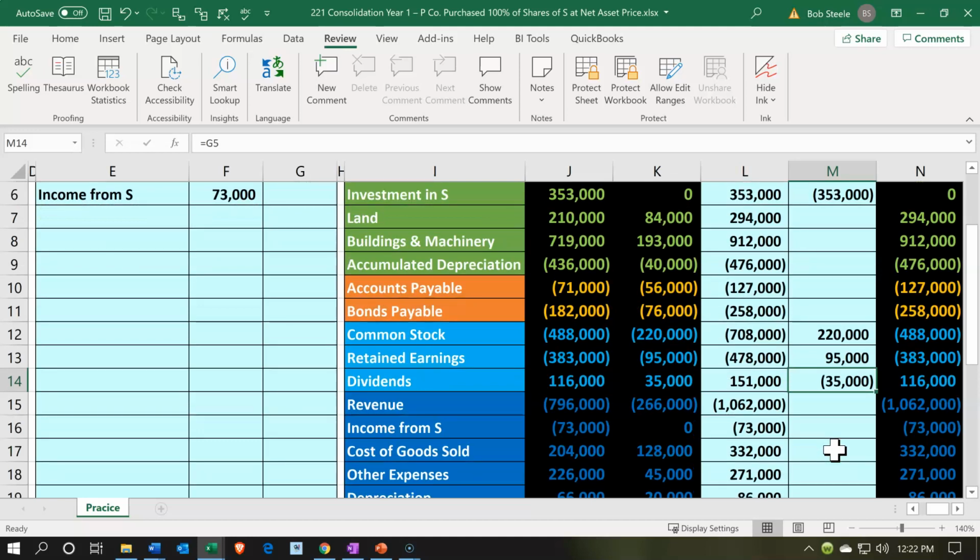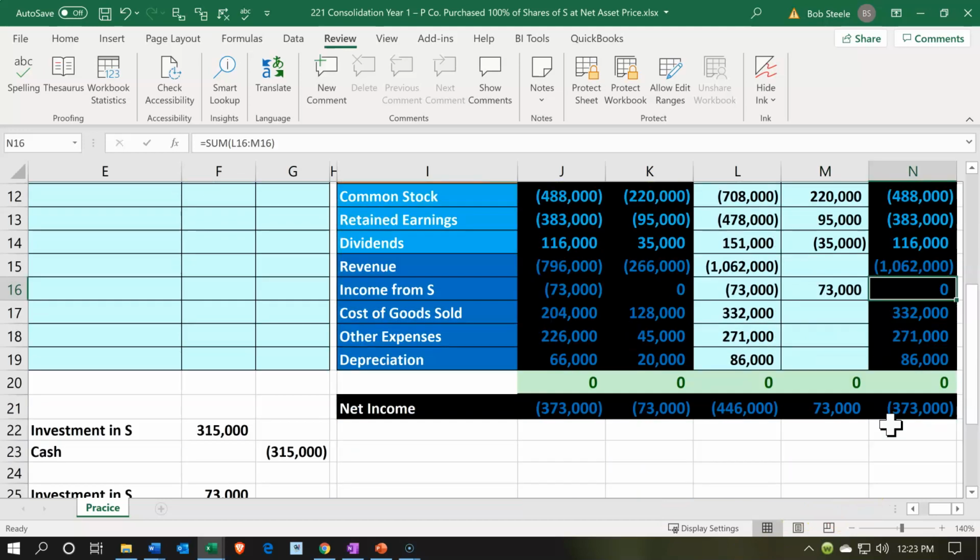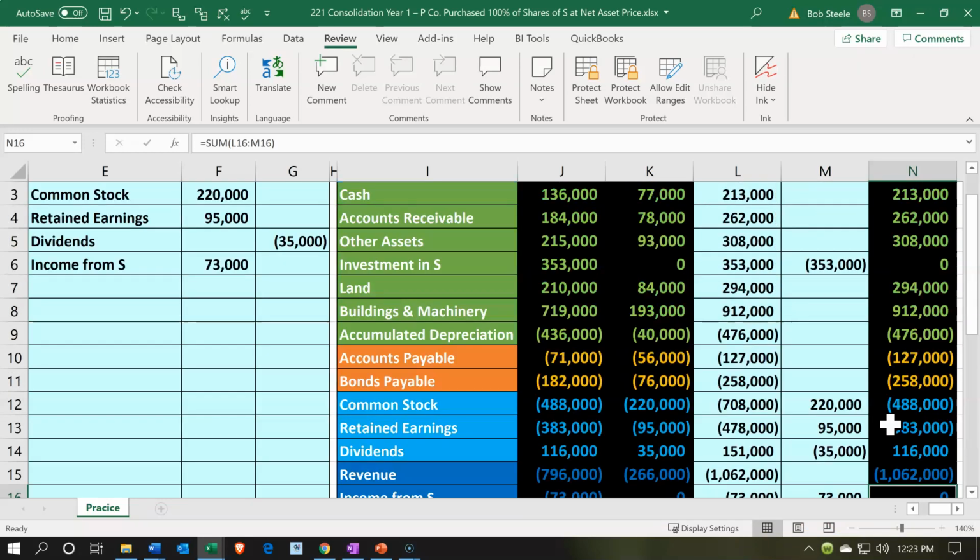So we can't, that would be a double recording. And then we're going to remove this amount. That can't be there, income from S, because they're one company. So one company can't be representing income from another company. So we're going to say that that's going to be removed. So that goes down entirely. That's going to be our main consolidation journal entry process.